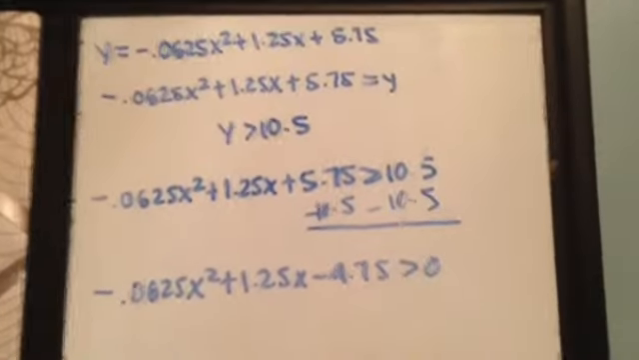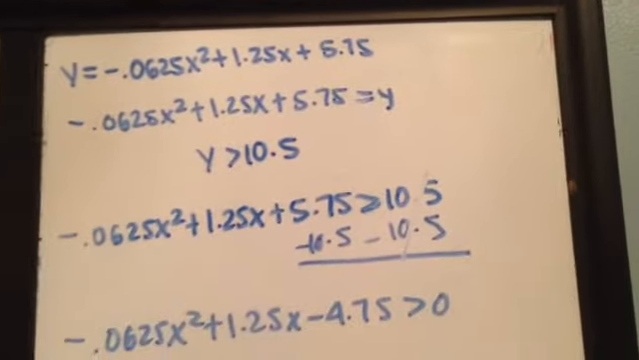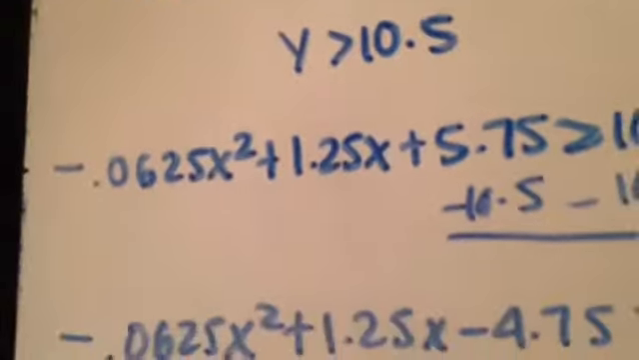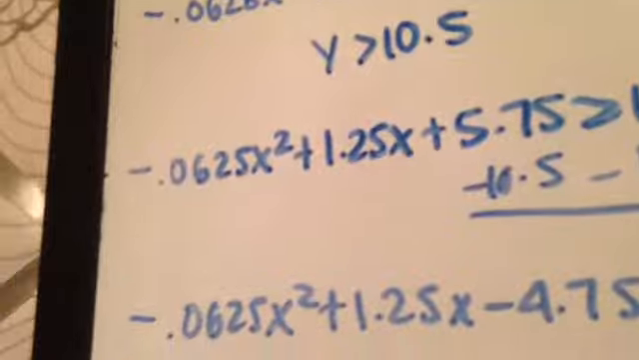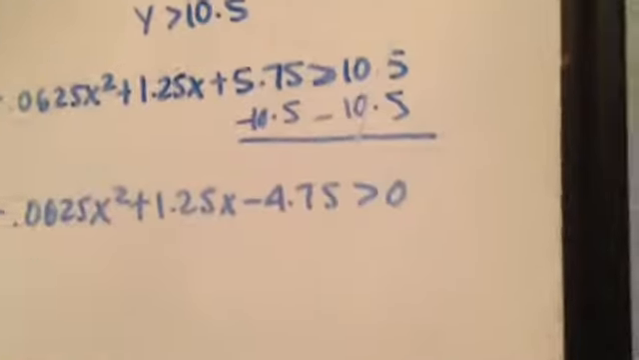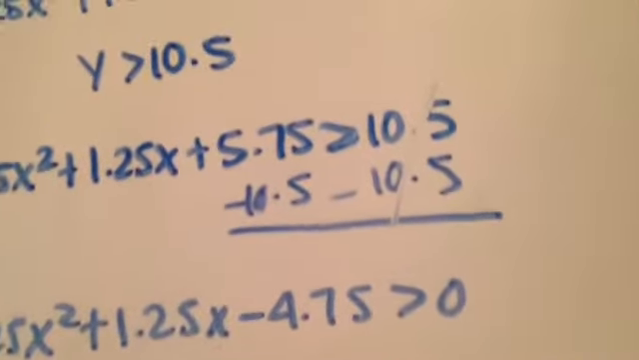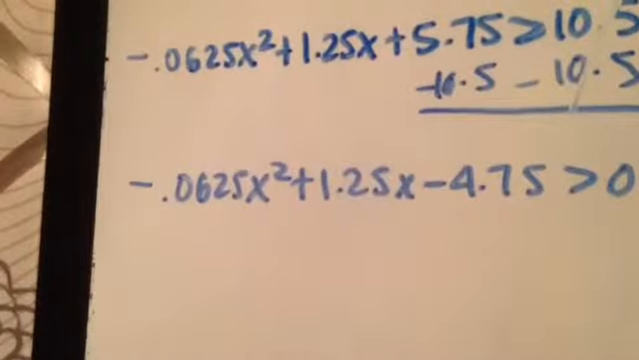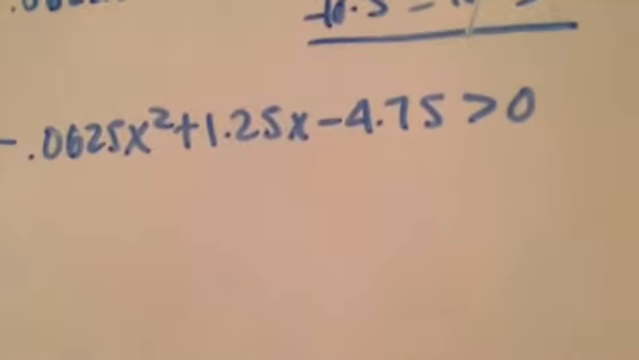So now I have y equals -0.0625x squared plus 1.25x plus 5.75. I wrote the same equation again, and I have y greater than 10.5. And now I have -0.0625x squared plus 1.25x plus 5.75 greater than 10.5. And so you subtract the 10.5 from the 5.75. So now you have negative 0.0625x squared plus 1.25x minus 4.75 is greater than 0.